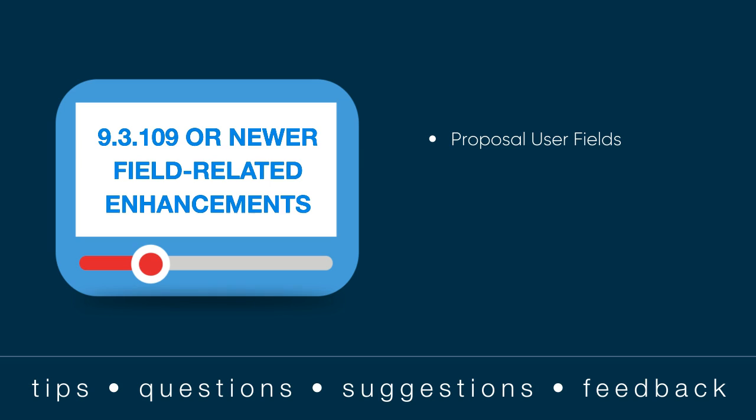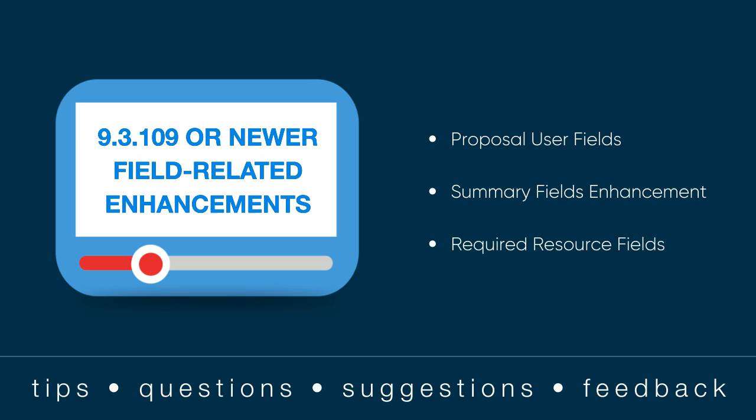Next, we will cover an enhancement that has been added to summary fields. The enhancement allows you to create a hierarchical structure in the summary field list by defining parent-child relationships between each of your summary field values. This can be extremely useful when you need to group or roll up your summary fields when creating reports. Lastly, I'll show you how you can require that a resource field is selected on an estimate in order to save it.